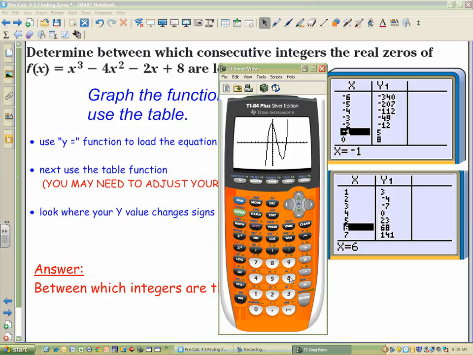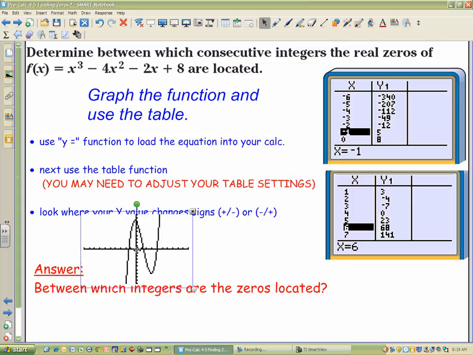All right, once you get that done, I can look very easily to see where this is crossing the x-axis. I can see it crosses right in here, and right here. What are those consecutive integers? Well, I know that I should be crossing between -2 and -1. It looks like we're going to cross between 1 and 2, and it appears, 1, 2, 3, maybe between 4 and 5, somewhere in there. Have to look at that.